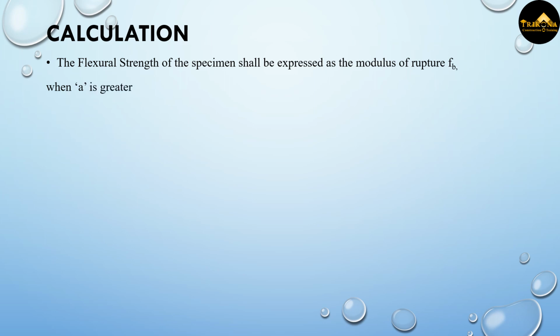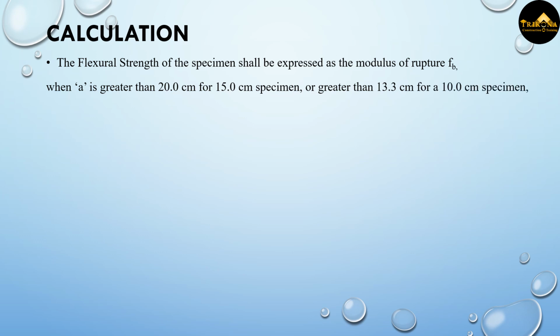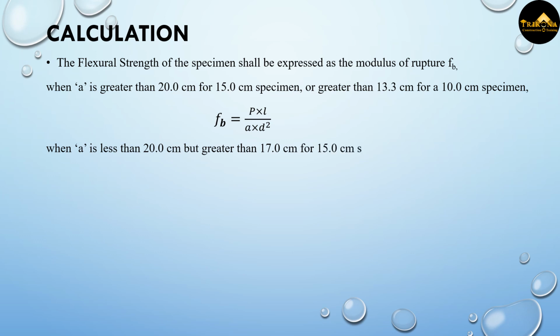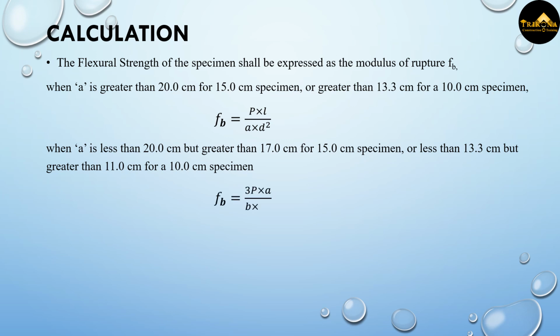Calculation: the flexural strength of the specimen shall be expressed as the modulus of rupture Fb. When a is greater than 20.0 cm for a 15.0 cm specimen, or greater than 13.3 cm for a 10.0 cm specimen, Fb equals P times L, divided by b times d squared. When a is less than 20.0 centimeters but greater than 17.0 centimeters for a 15.0 centimeter specimen, or less than 13.3 centimeters but greater than 11.0 centimeters for a 10.0 centimeter specimen, Fb equals 3P times a, divided by b times d squared.